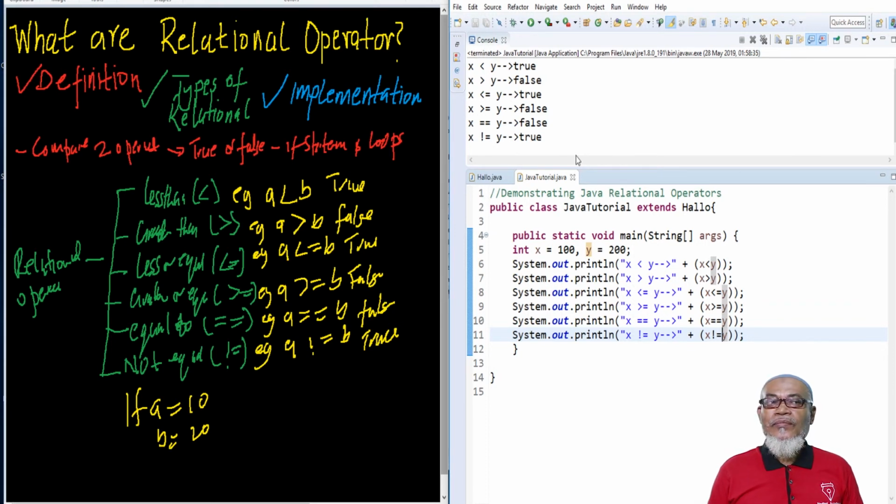That comes to the end of this session, until the next session, where we are going to talk about the conditional operators.